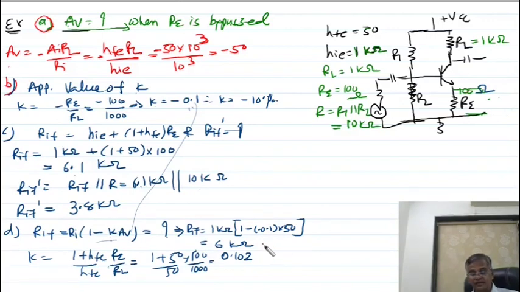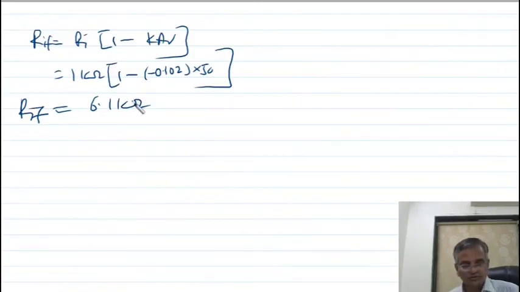Now the question will be raised: with the help of this you are getting 6 kilo ohm, and with this you are getting 6.1, so what is the reason? That I am discussing. The exact value of K is this. Put the value of K here and you will get the exact value, 6.1, and with the help of this equation also you will get 6.1. See, you can see here 6.1. So you will use the exact K.